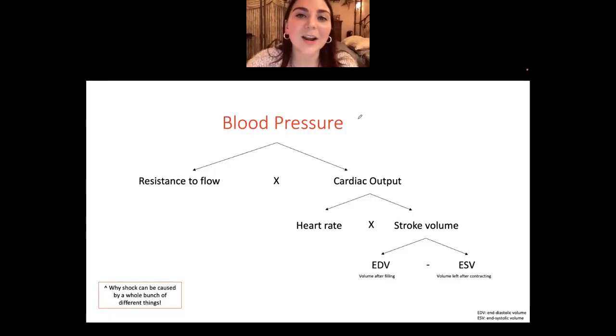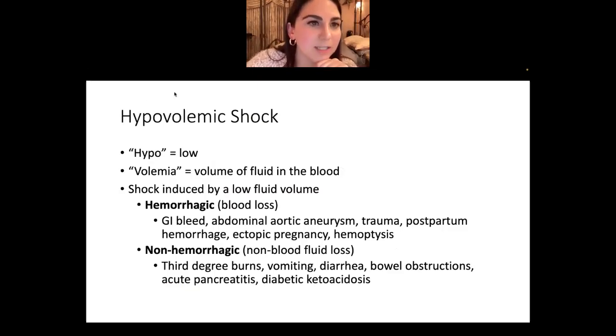So if you can see here, what can cause a drop in blood pressure is a drop in any of these things. And that's, again, what makes heart failure shock a little confusing, because the cause can be anything that affects anything in all of these equations. Okay, so I'm going to give you guys some examples.